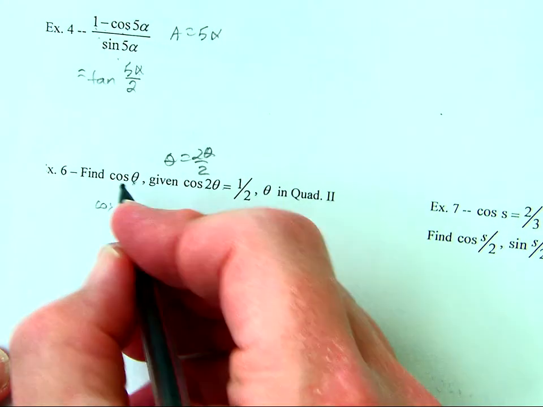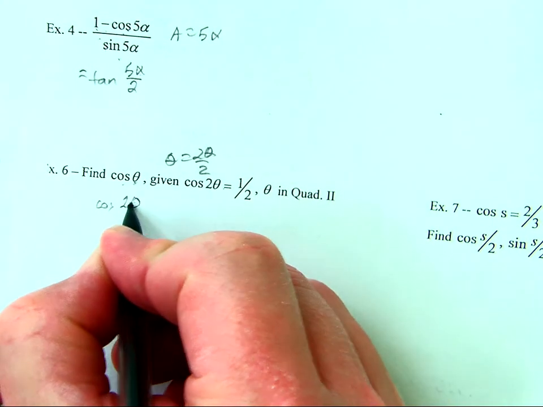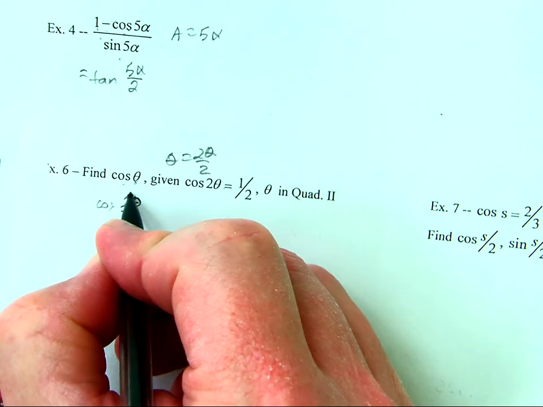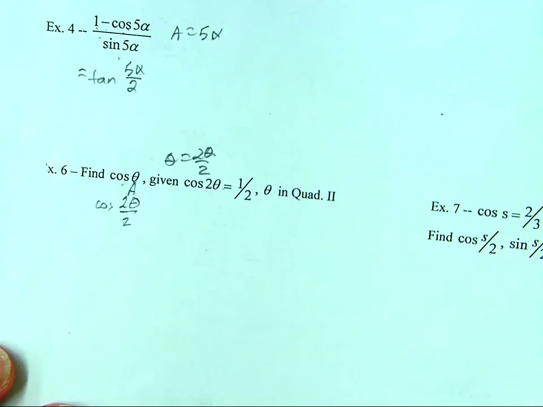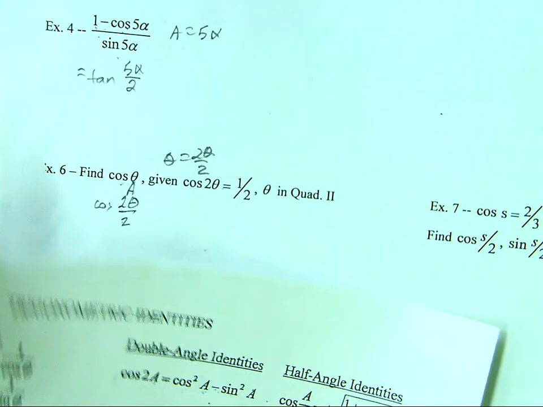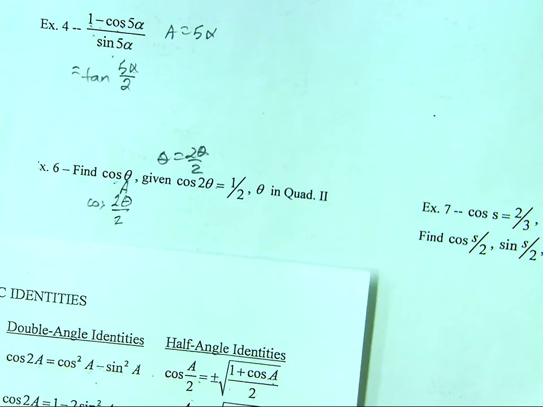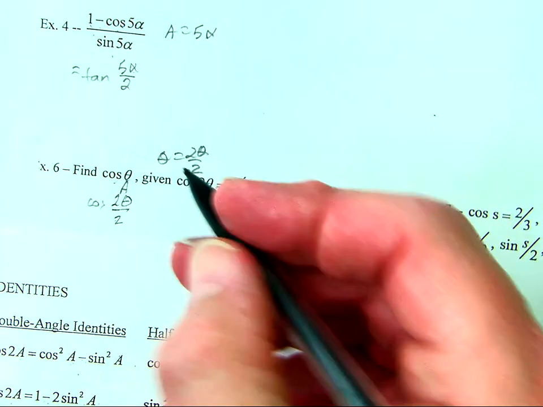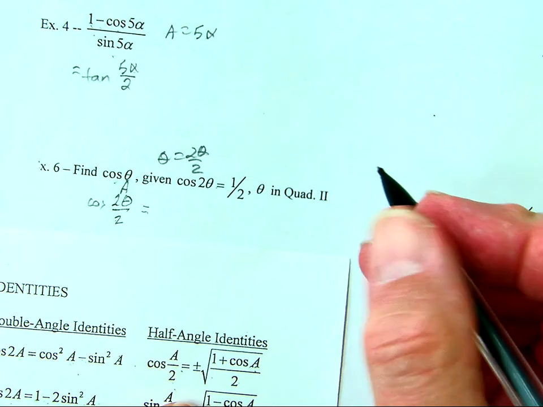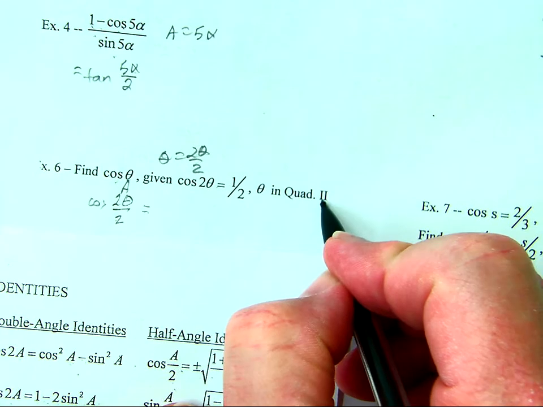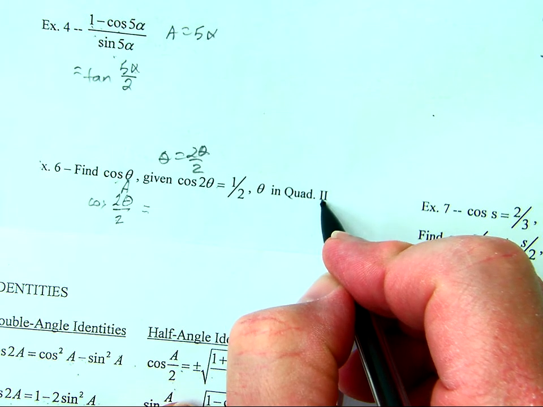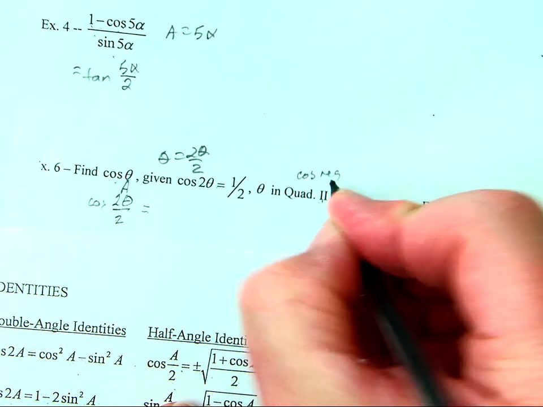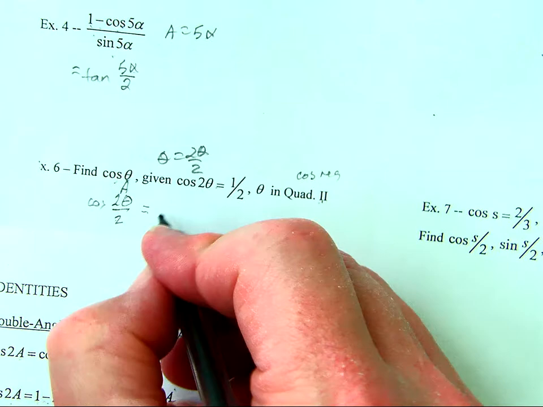So this cosine of theta, let's think of that as the cosine of 2 theta over 2. So that's a half angle identity, and on the top, that 2 theta is A. So let's go to our identity sheet and use the half angle for cosine. That's that top one there. So that equals, now notice it says we're in quadrant 2. It says theta is in quadrant 2. Well, in quadrant 2, cosine is negative. So where it says plus or minus, we're going to put a minus.